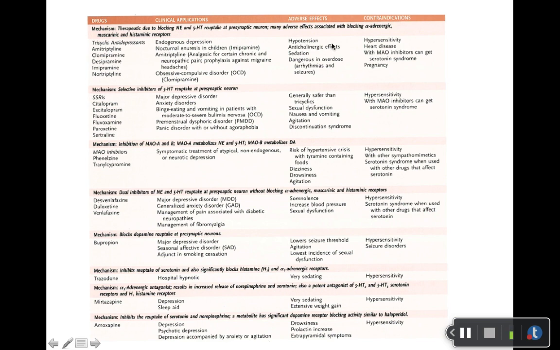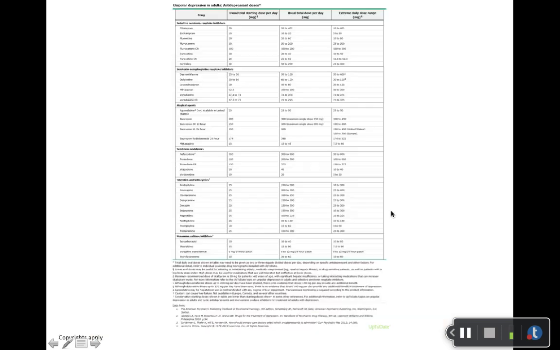As always, please read through this chart and make sure you look at the clinical applications, adverse effects, and contraindications. Another great chart here, this is from UpToDate. This is antidepressant doses for unipolar depression in adults. The reason I gave this chart is not to stress you guys out about the dosing. I just wanted this to be an FYI, so you will be familiar when you are out on your rotations, and have an idea of the usual starting dose, usual total dose per day, and then the extreme daily dose range. The extreme daily dose range is usually what the psychiatrist will prescribe.